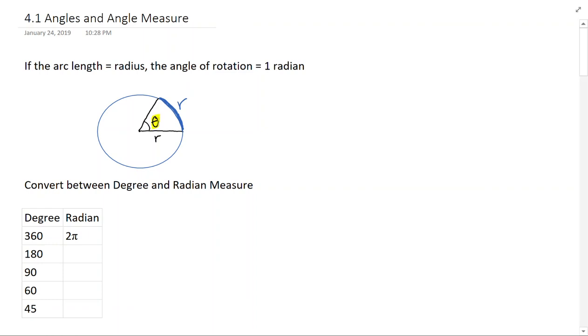So when we're dealing with an arc length that's the same as the radius, the angle that is formed is what we call a radian. So when you think about it, the number of radians in a circle would mean the circumference divided by the radius, because that will be equivalent to how many of these angles exist in a circle.